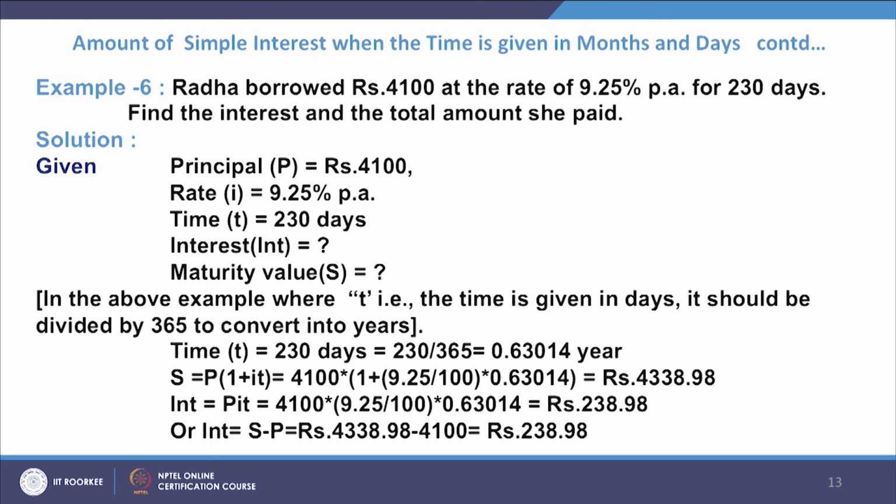4338.98. Interest is given by PIT, which comes out to be 4100 into 9.25 divided by 100 into the time 0.63014, and it comes out to be rupees 238.98. Or interest can be calculated in a different way, S minus P. So, we know the P, we know the S, we can calculate the interest: rupees 4338.98 minus 4100, this comes out to be rupees 238.98.